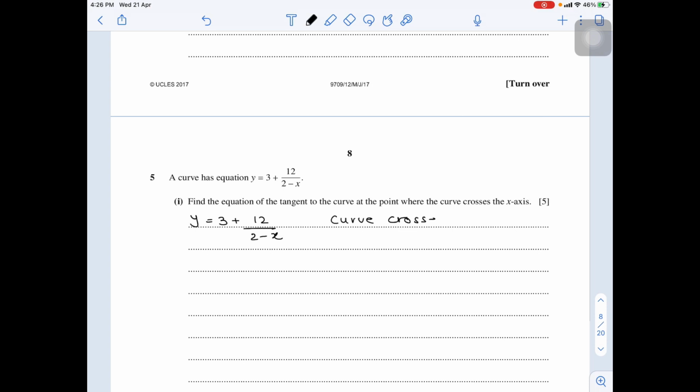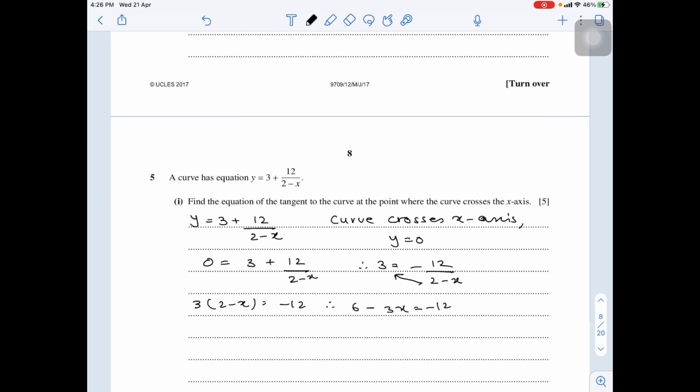The curve crosses the x-axis. When the curve crosses the x-axis, substitute y equals 0. 0 is 3 plus 12 over 2 minus x. So I'm writing 3 equals negative 12 over 2 minus x, sending 12 over 2 minus x to the other side. I'm cross multiplying. 3 times 2 minus x is negative 12.